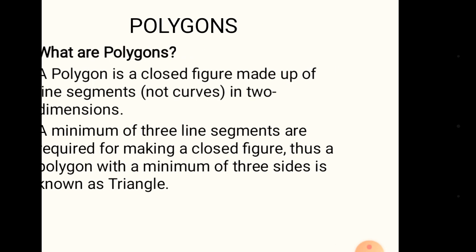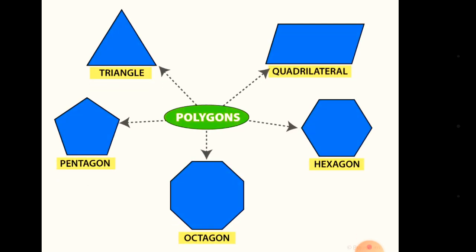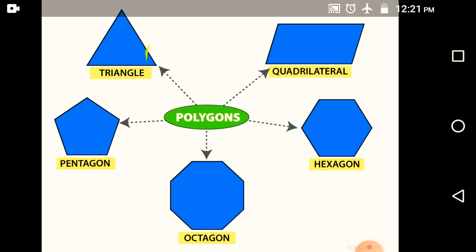triangle. Now let us see examples of polygons. As you can see, these are the examples of polygons. The first one is a triangle having three sides and it is made up of straight line segments. All the line segments are straight.